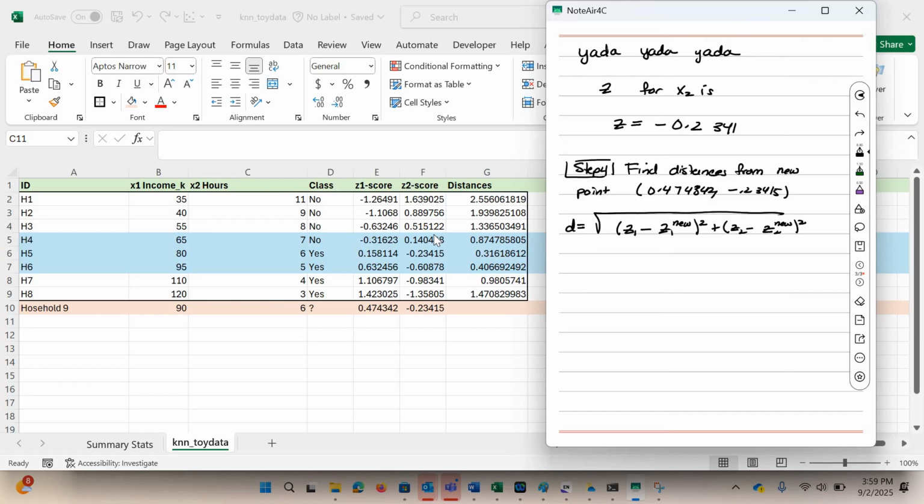You pop it in there. So for my first household, that's this thing right here. I go to these two. For the first household, it would look like this. D would be the square root of, it's an ugly mess, and I was itching to not do this by hand, but I felt like I had to show you once, and I will never do it again.